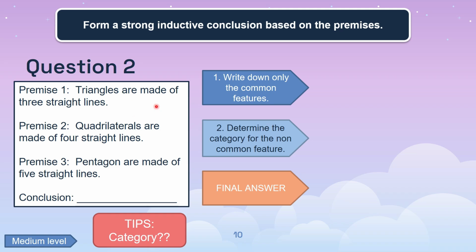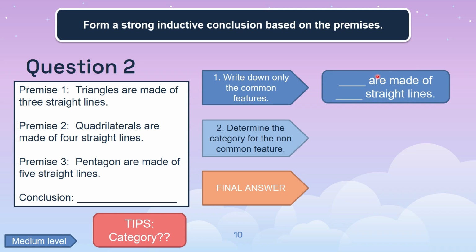Polygons are made of straight lines. Yes, made of straight lines. Like this: blank space are made of blank space straight lines. Okay, this is the common feature from these three premises. And then we determine the category for the non-common features.